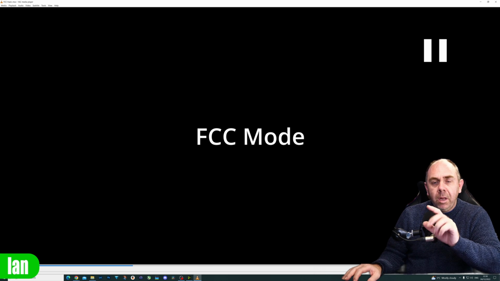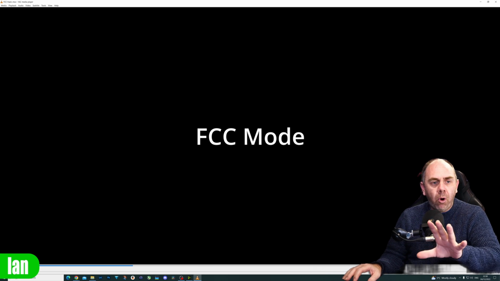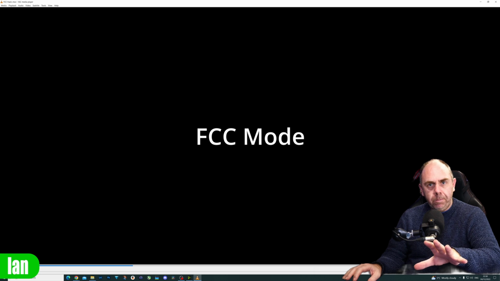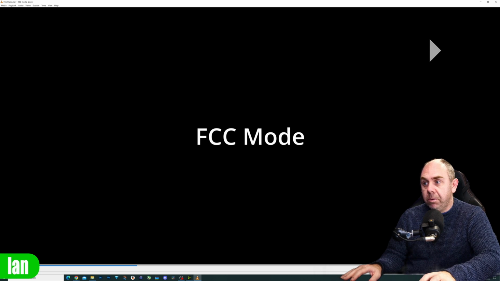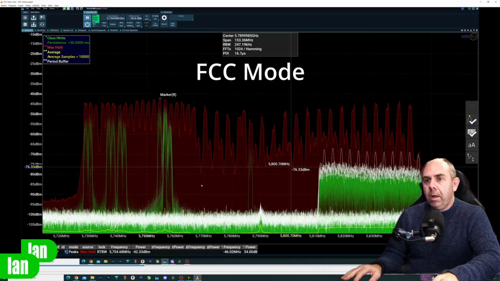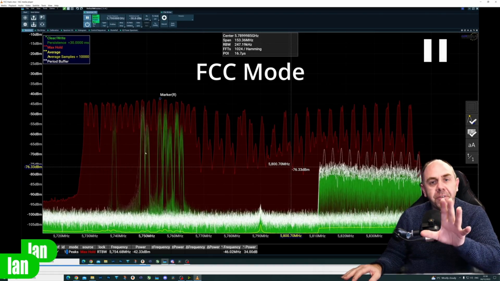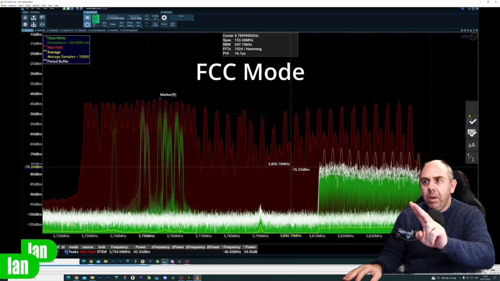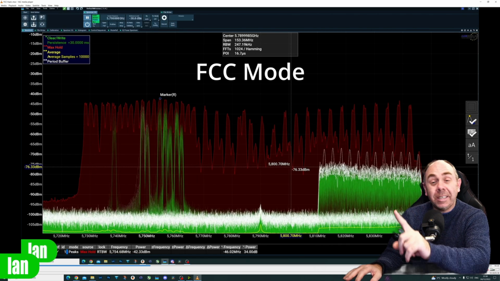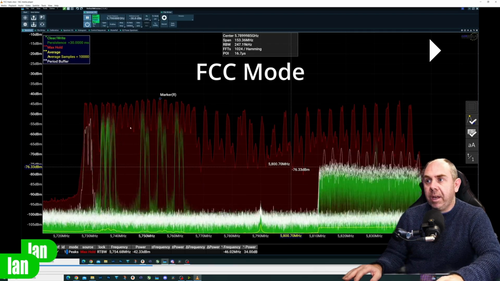Okay, now we are in proper FCC mode. Not ham file. This is actually FCC mode. And what you're going to see here is the FCC mode kick in because I found a way of triggering it. At the moment, what you're seeing on the display is actually CE. And then I'm going to stop it at the point.